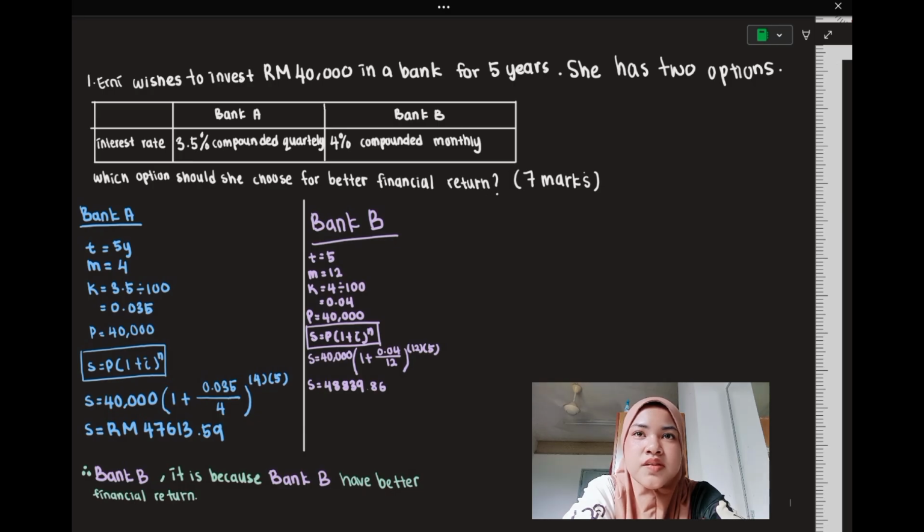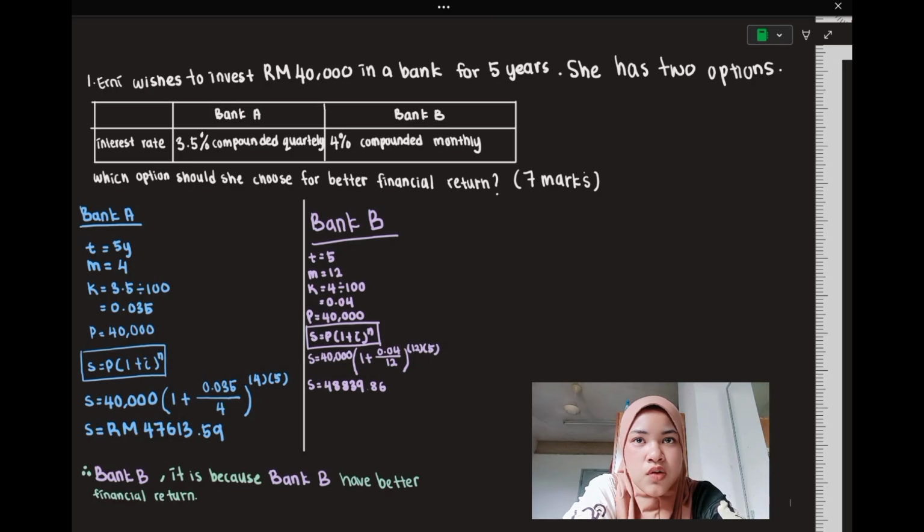So today I'm going to discuss question 1, chapter 3. Ernie wishes to invest 40,000 in a bank for 5 years. She has two options. Bank A, interest rate is 3.5% compounded quarterly. Bank B, 4% compounded monthly. Which option should she choose for the better financial return?